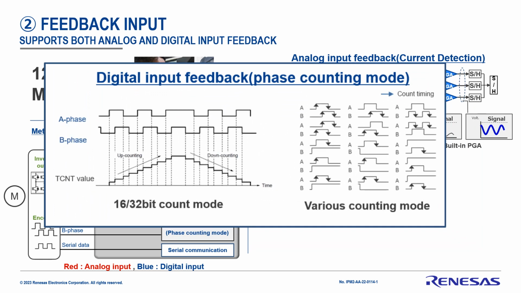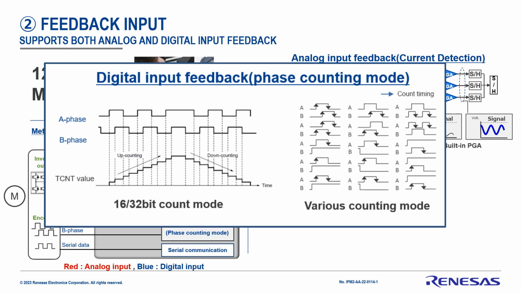In case the position and angular speed are measured by the phase differences of the digital signal of A phase and B phase like an incremental encoder, the phase counting mode of MTU and GPT is used. When the ABZ output type encoder is used, the Z phase is assigned to a pin interrupt. MTU has a 16-bit or 32-bit counter, and GPT possesses a 32-bit counter.